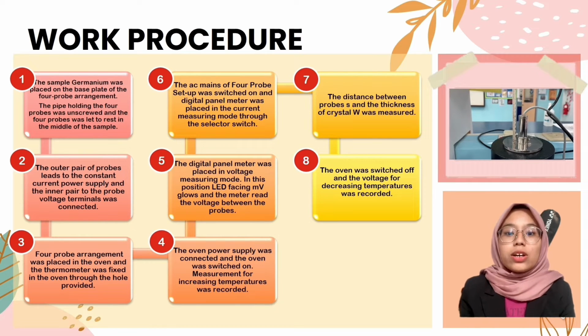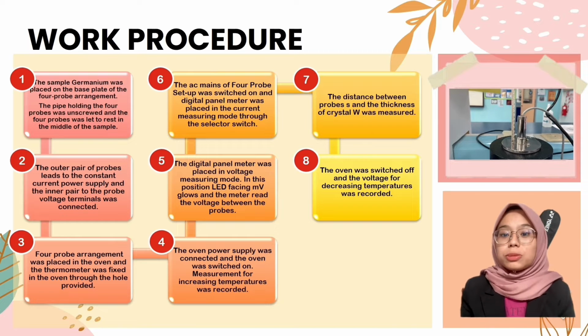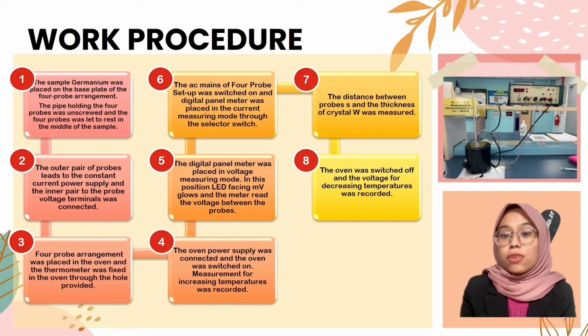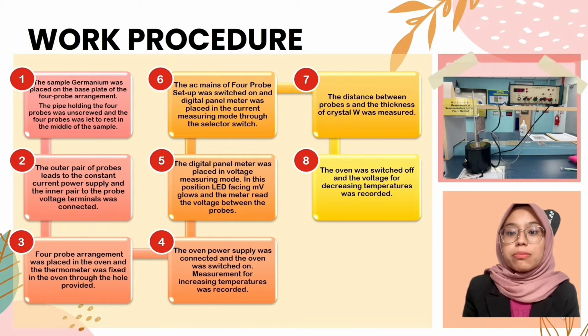The third one was the 4-probe arrangement was placed in the oven and the thermometer was fixed in the oven through the hole provided. The fourth one is the AC mains of the 4-probe setup was switched on, and the digital panel meter was placed in the current measuring mode through the selector switch. Next, the digital panel meter was placed in the voltage measuring mode. In this position, the LED glows, and the meter reads the voltage between the probes.